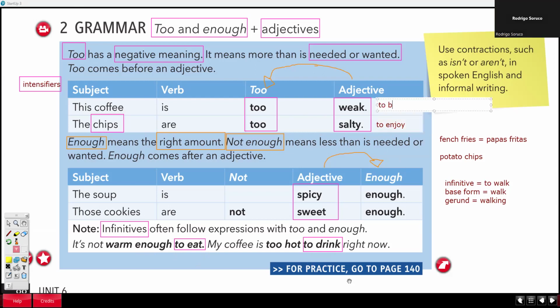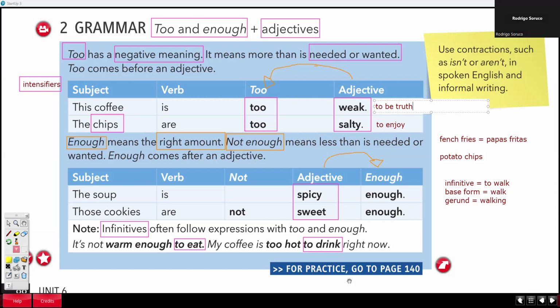So, I don't know. This coffee is too weak to be true. I don't know, becoming more poetic here. All right, so to would be the infinitive. The soup is spicy enough to be delicious, for example. Those cookies are not sweet enough to enjoy again, right? So yeah, whenever you want to give more context to your sentence, you can add the phrase with to at the end, and that's going to work perfectly correct.